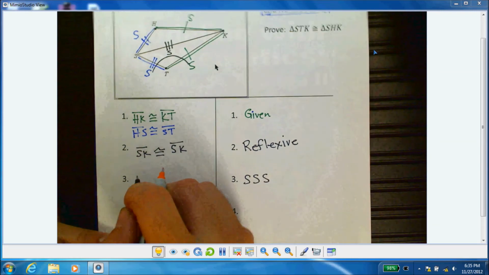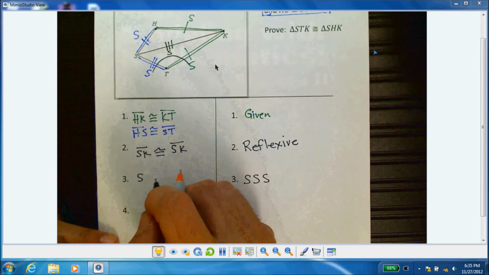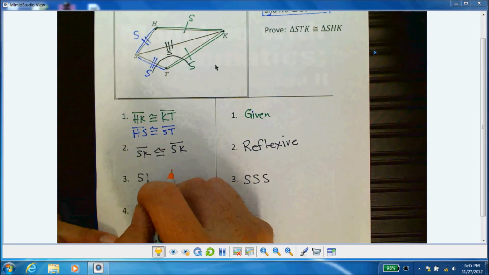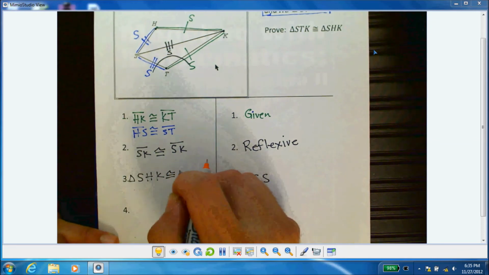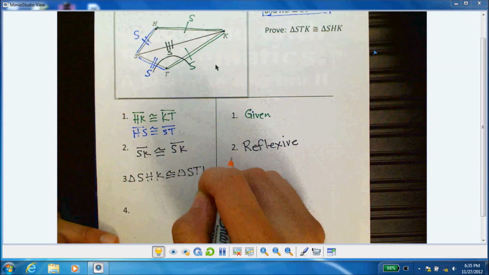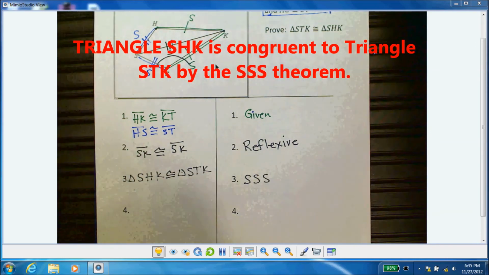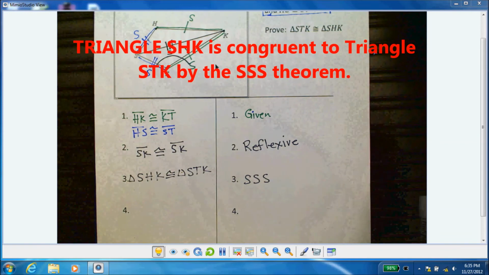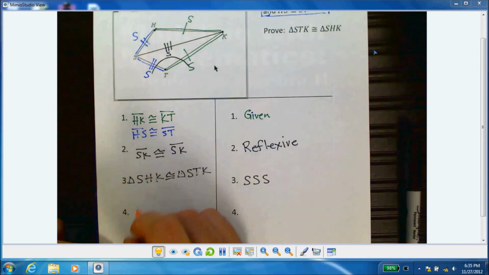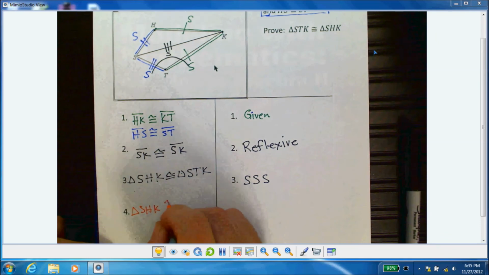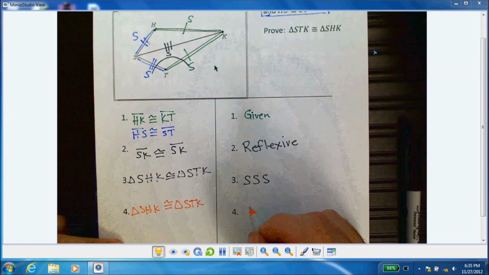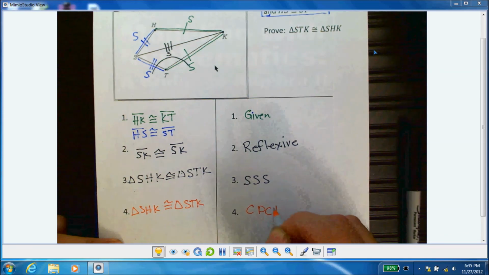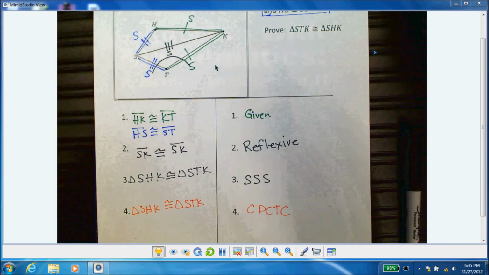These two triangles are congruent. So we say side, side, side. Which two triangles are congruent? Triangle SHK is congruent with triangle STK. And now our last part, from the three parts that we needed: we're going to repeat this statement on the bottom. We're going to say triangle SHK is congruent, again, to triangle STK. And we're going to write our CPCTC statement here. And you're done.